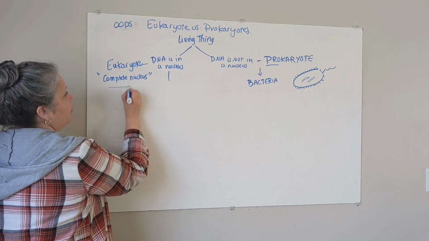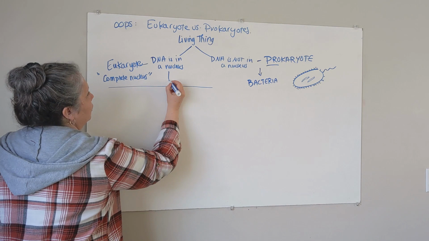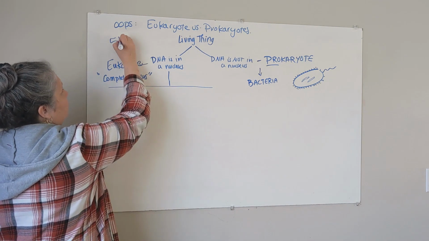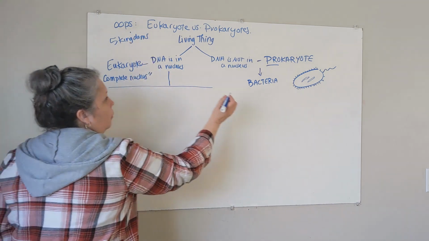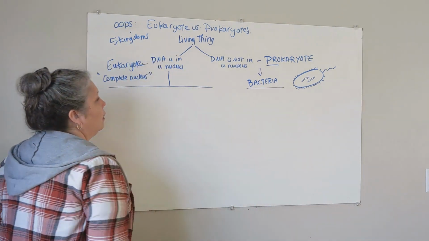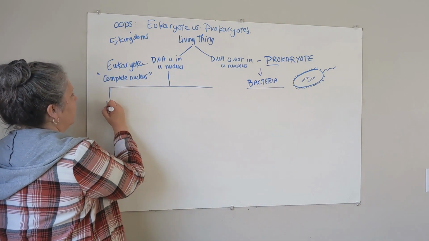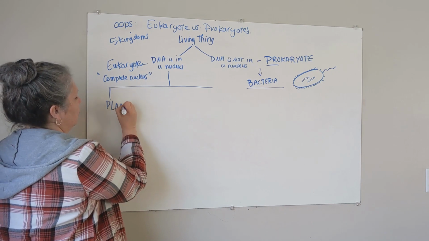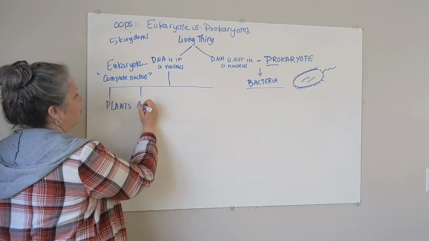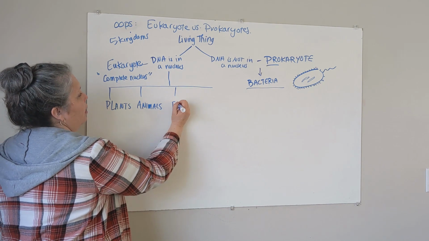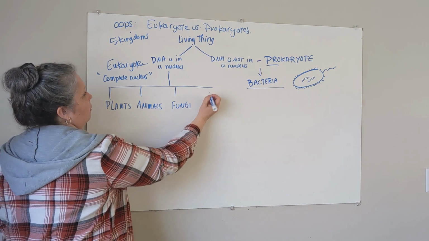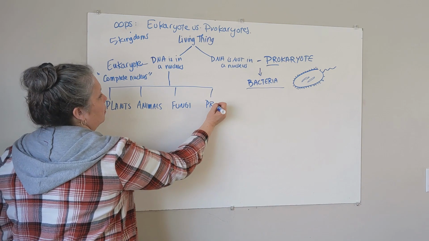All living things can be sorted into 5 kingdoms. And bacteria are one of those kingdoms. The other 4 kingdoms are plants, animals, fungi, and protists.